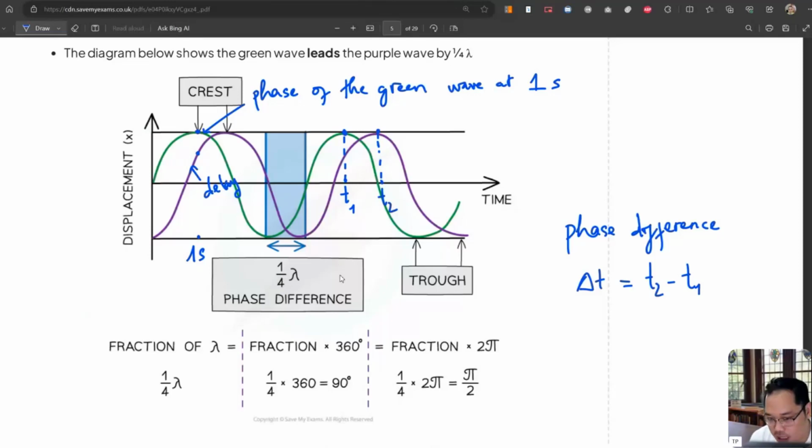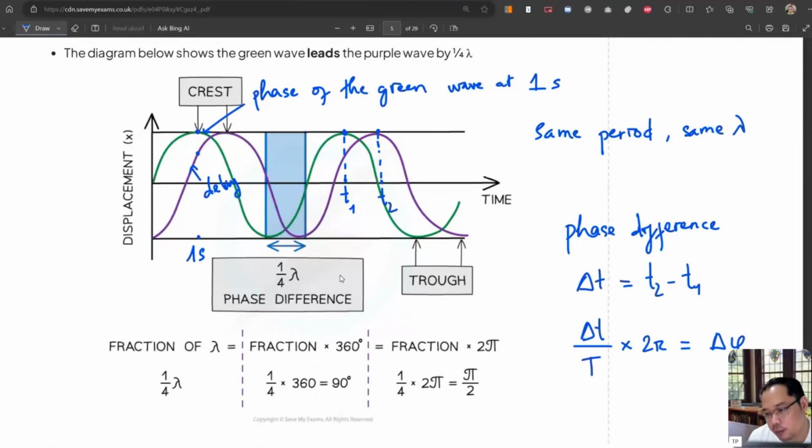And then you take that time difference, delta t, and divide by the period. In this case, the two waves have the same period and same wavelength. We are not dealing with the cases where the periods of the waves are different, okay? And same lambda, of course. Taking this ratio, the difference in time between the two peaks and the period of the two waves, and then multiplying by 2 pi, you get the phase difference, delta phi.